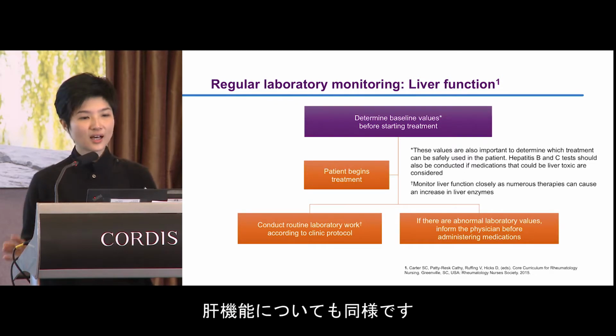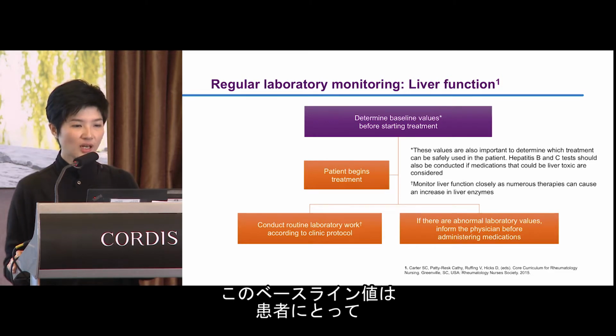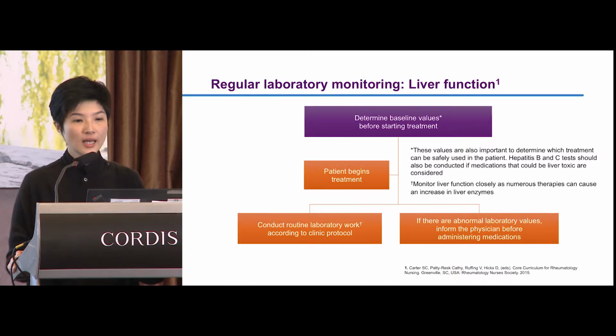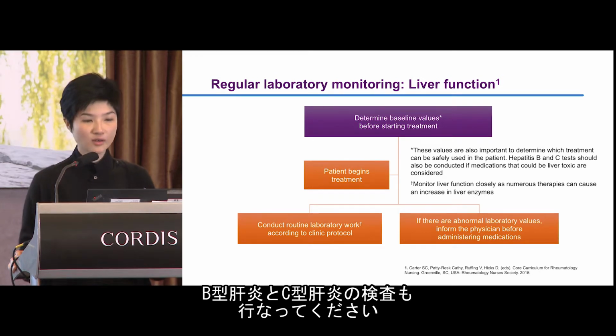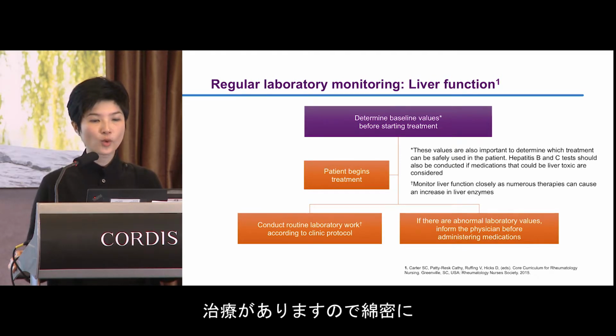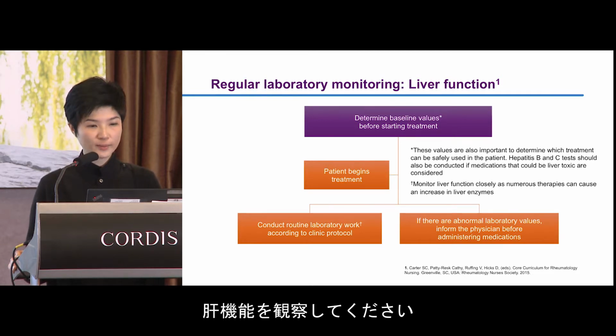So same with the liver functions. Remember to check your baseline liver functions, and these values are important to determine which treatment can be safely used in the patient. Hepatitis B and C tests should also be conducted with medication that could be liver toxic. And monitor liver function closely, as there are a number of therapies that can cause an increase in liver enzymes, namely the DMARDs and biologic therapy.